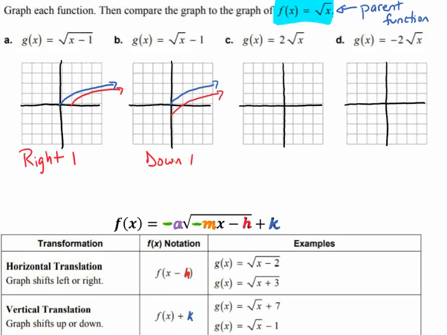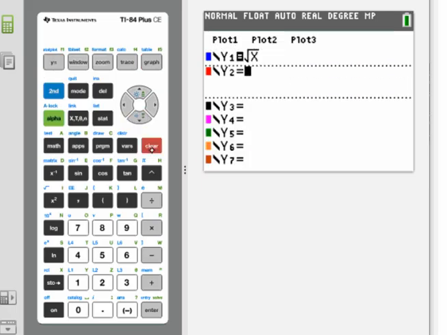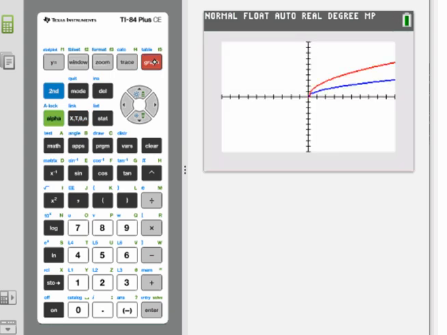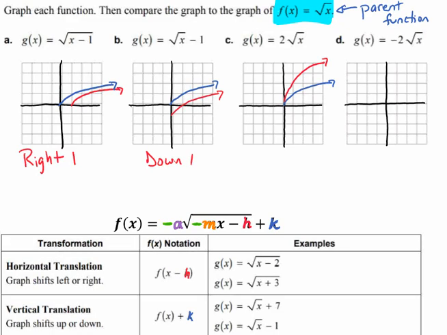So let's look at letter C. Again, we know what our parent function is, so we can graph that right away. And now we're going to plug into our calculator 2 times the square root of x. So we're going to go into our y equals, and we're going 2 times the square root of x. Let's see how that changes our parent function. Wow, that looked like it kind of went up and it rose up pretty fast. So when we draw that, we're going to say that that's a vertical stretch by 2 because it stretched it up vertically.